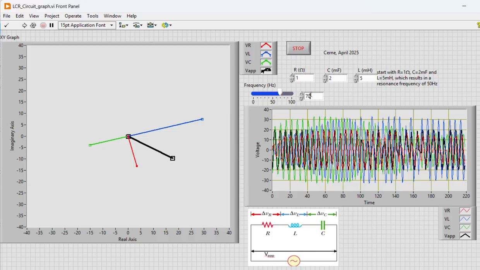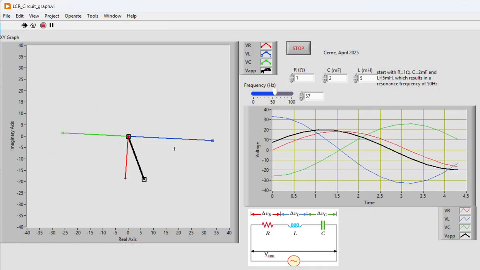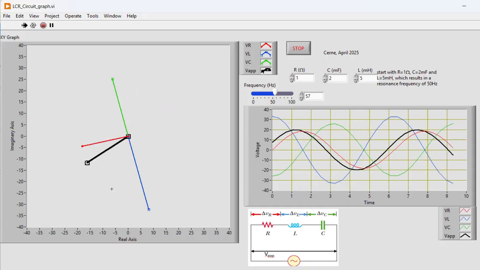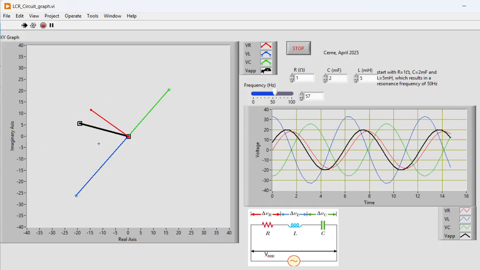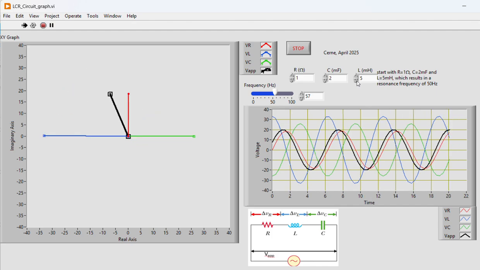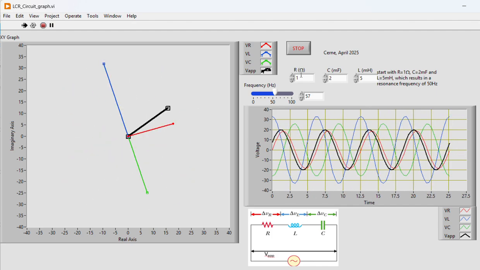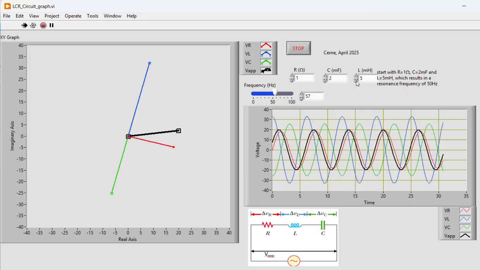All right, so let's do something else. Let's set the frequency down to, let's say, 57. Okay, so we have slightly more on the inductor side. The inductor is starting to dominate. So what we can do is decrease the inductor value. We can change all these values. So let's decrease it a little bit.